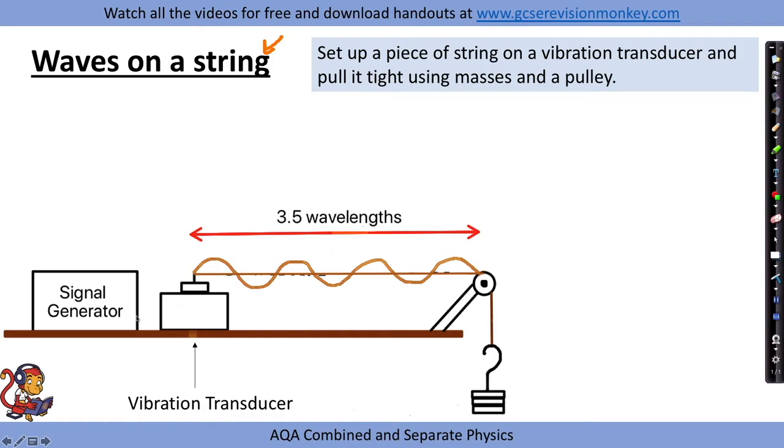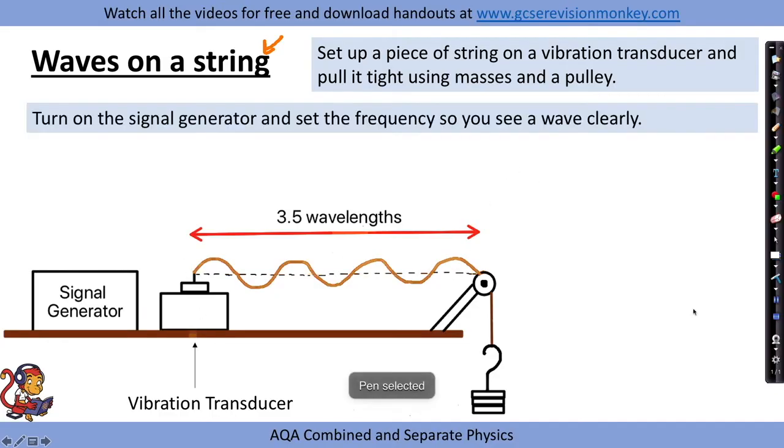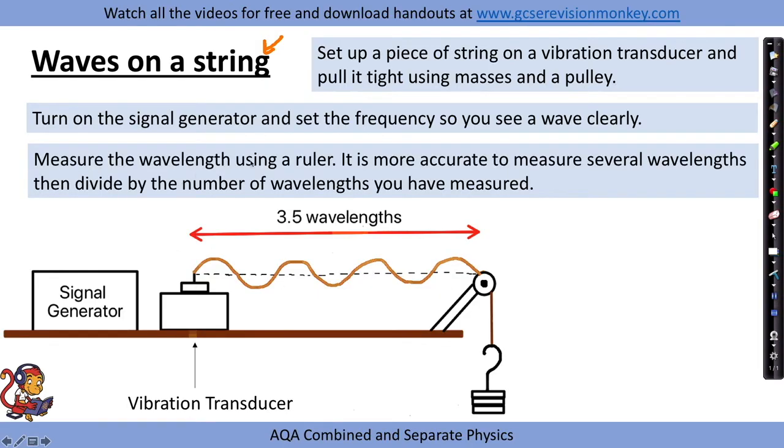Now the signal generator is connected to the vibration transducer, and when you turn that on, this will vibrate up and down, so it will oscillate vertically and will produce a wave, like so. We need to turn on the signal generator and set the frequency so you can see a wave clearly. So if it's oscillating up and down at a frequency where you can't see a clear wave, you're going to have to tune it on the signal generator until you see a nice clear wave forming. We then measure the wavelength using a ruler.